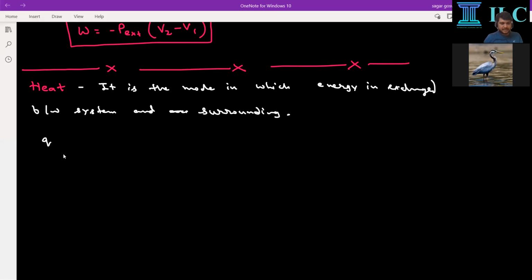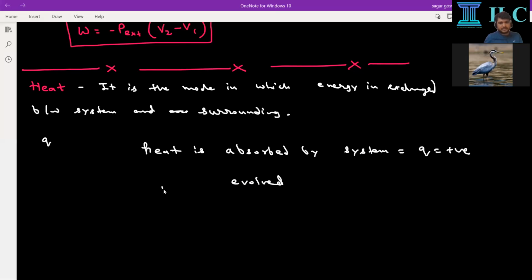Okay, it is represented by the Q. Remember always, if heat is absorbed by the system, it is called positive. But if heat is evolved by the system, then Q is equal to negative. Remember, and the unit is the calorie.